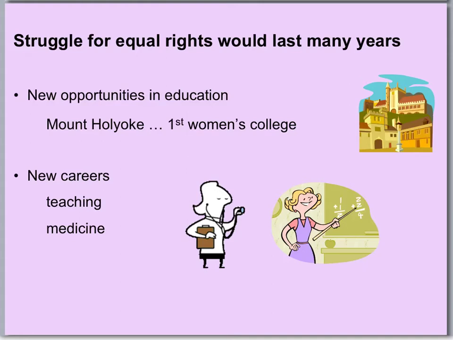The convention at Seneca Falls really is the beginning of the equal rights movement. But as you know, that fight for the right to vote is going to continue for about 70 more years. Remember, that's in 1848. Women don't get the right to vote till 1920. And at the beginning, as I need to say again, they don't have a lot of support from men or women.